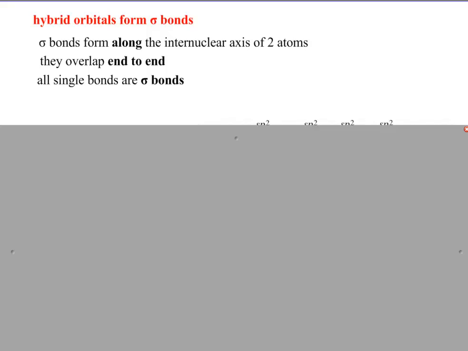When I look at hybridized orbitals, there's sometimes electrons that are unbonded, or lone pair electrons. Lone pair electrons also exist in hybridized orbitals, but they're not bonding electrons.